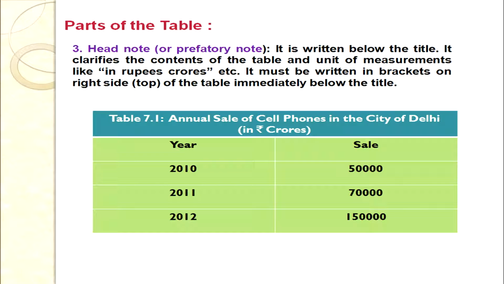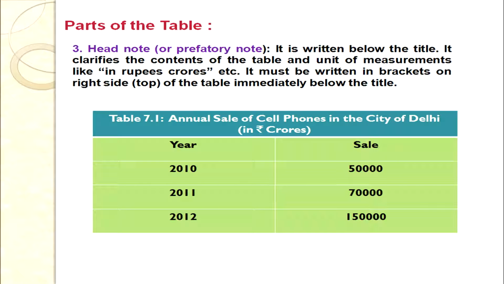Now, what is the purpose of writing a head note? As we can see, it clarifies the content of the table and gives units of measurement. Like in this example, we have written in rupees crores. So, it must be written in brackets on the right hand side top of the table, immediately below the title. So, we have to learn how to write a head note also.